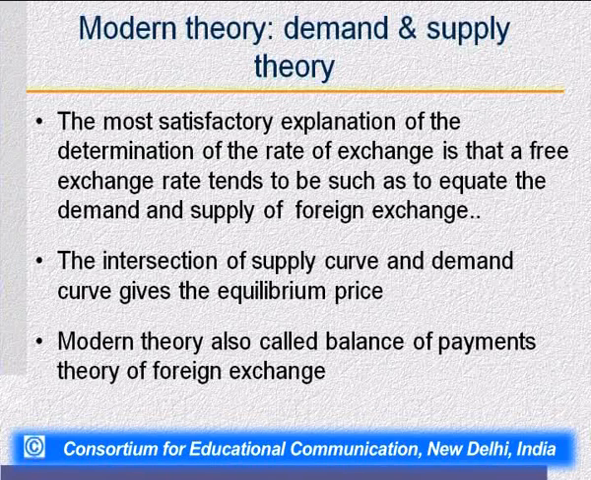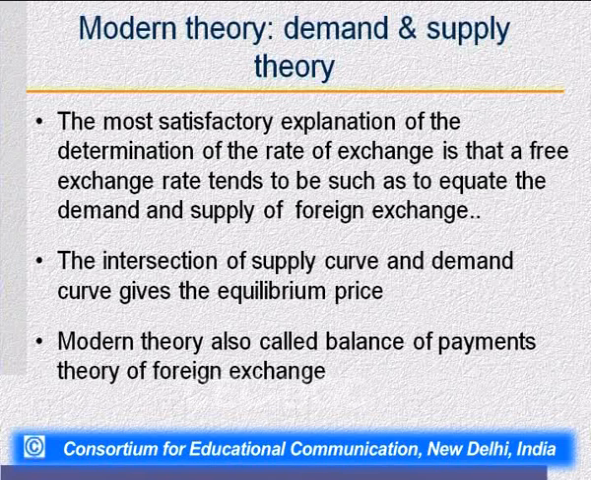The most satisfactory explanation of the determination of the rate of exchange is that a free exchange rate tends to be such as to equate the demand and supply of foreign exchange. The intersection of the supply curve and the demand curve gives the equilibrium price, we all know.